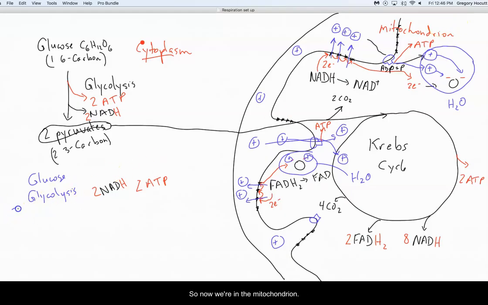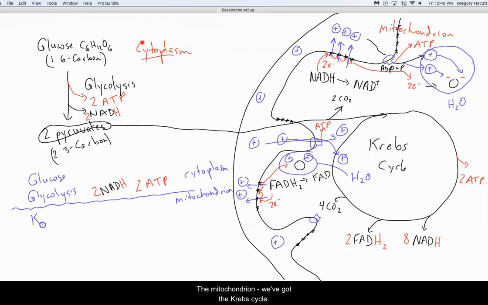Okay, so now we're in the mitochondrion. Here's the mitochondrion. And up here is the cytoplasm. In the mitochondrion, we've got the Krebs cycle, and I'm including all of this stuff from the time the pyruvates cross the membrane and get into the mitochondrion all the way through the actual Krebs cycle. For our purposes in Bio 100, just think of that as the Krebs cycle.